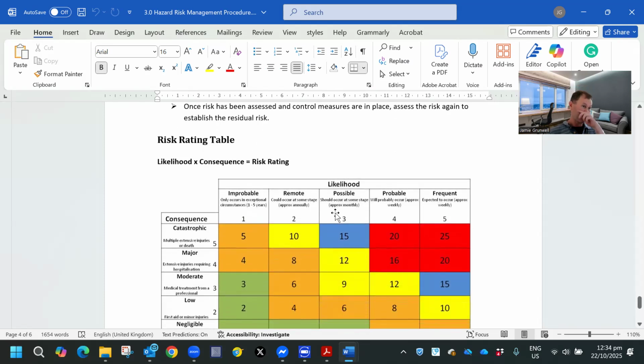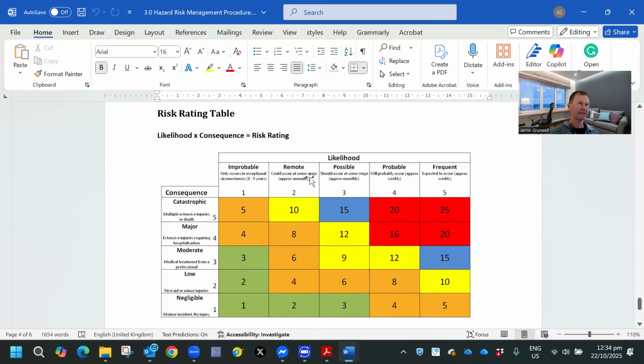Okay, so the risk rating table, how it works. Again, insurance companies do a very similar thing. You can see it's on likelihood and consequence. So if you look here at likelihood, you can see that it's likely that the risk or the hazard's going to be improbable, that it's going to hurt somebody. It only occurs in exceptional circumstance, 1 to 5 years.